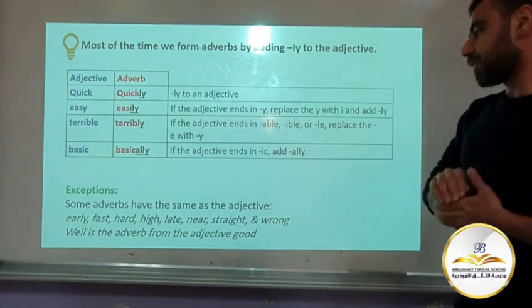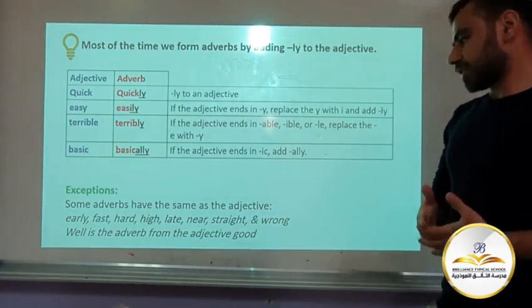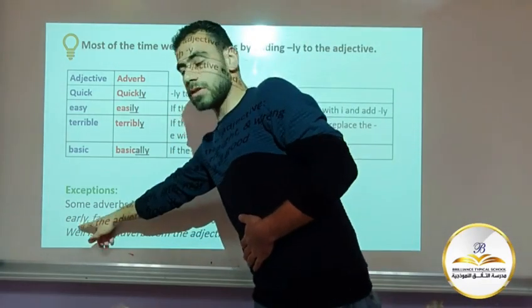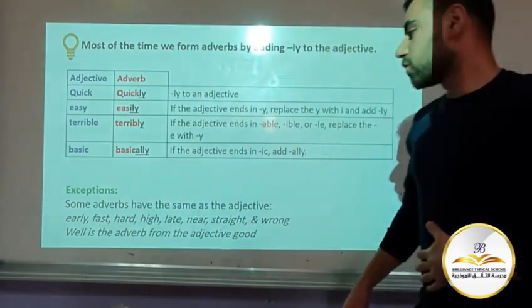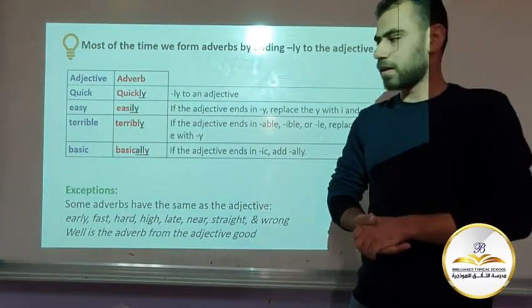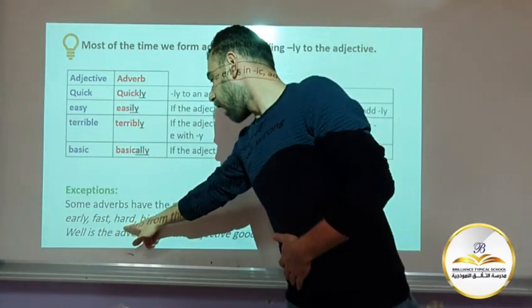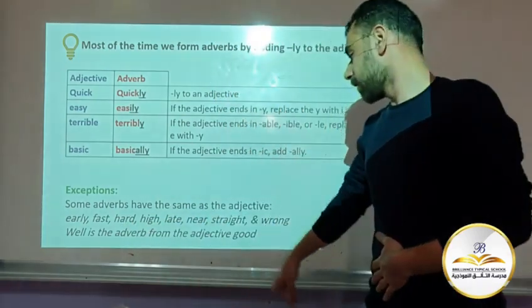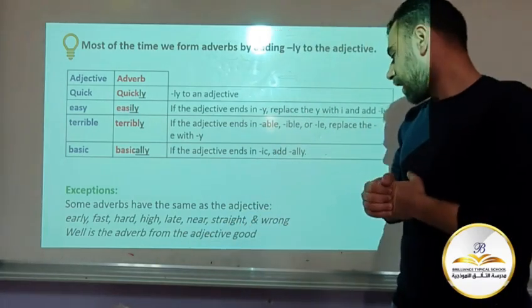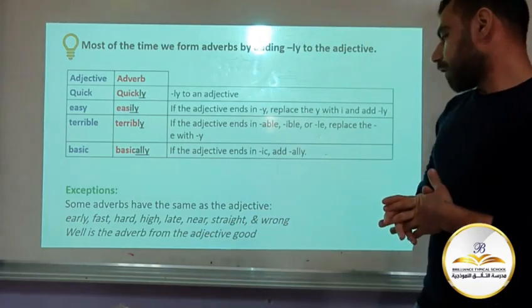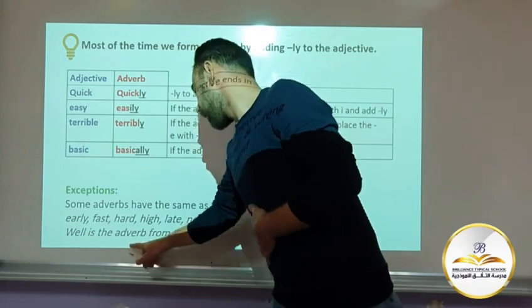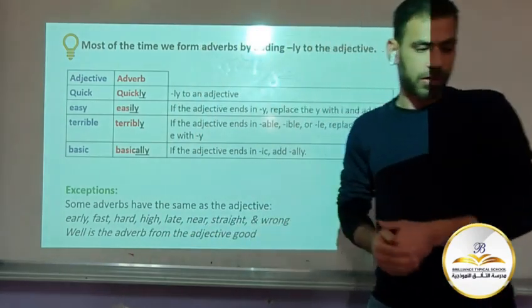There are some exceptions to these rules. Some adverbs have the same form as the adjective. So we have early, which is an adverb and adjective, and we have fast, which is an adverb and an adjective. So we don't have fastly, actually. We don't use that in English. And also hard, high, the same story. And also here we have late, near, straight, and drunk. Also we have some exceptions, like we have in our book, well is the adverb from the adjective good.